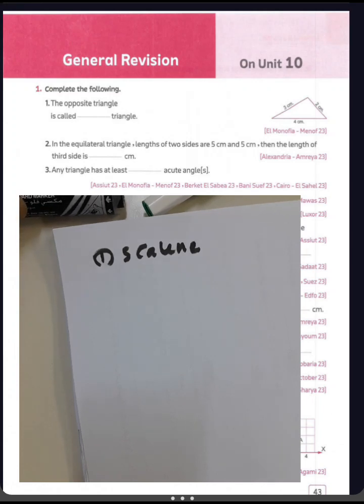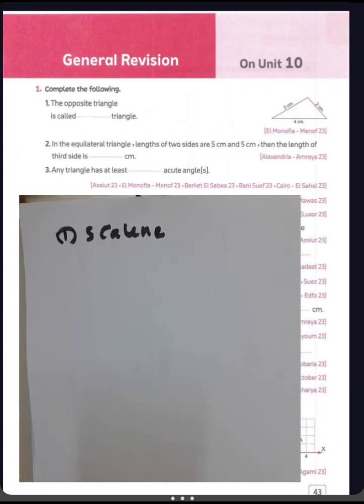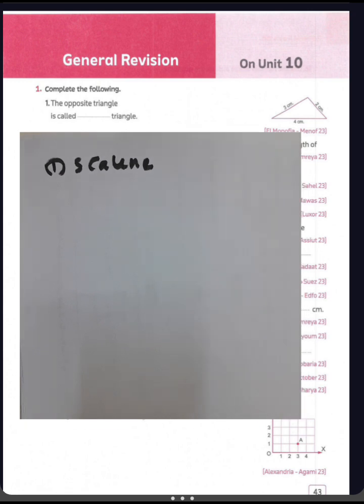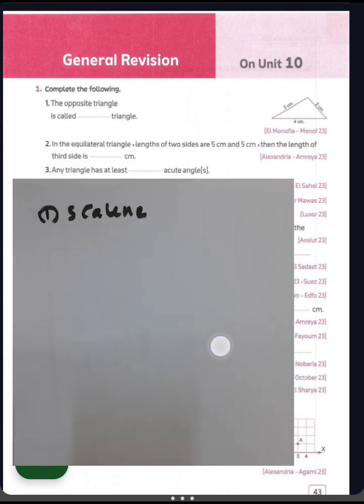General Revision in Unit 10. Look with me at question number 1. The opposite triangle is called a scalene triangle. We call it a scalene triangle because all sides are different. We have 3 centimeters, 2 centimeters, 4 centimeters, then we call it a scalene triangle. Scalene triangle.